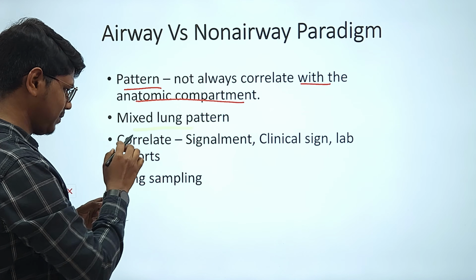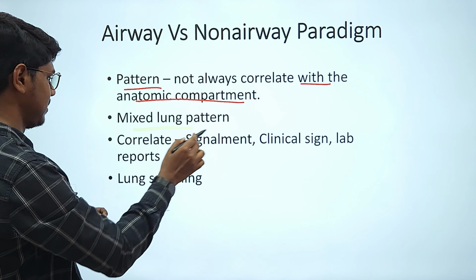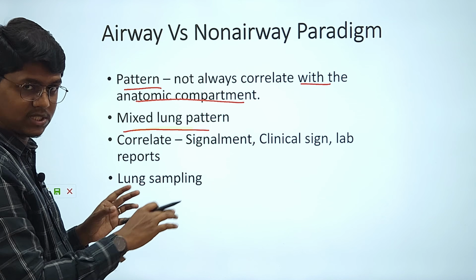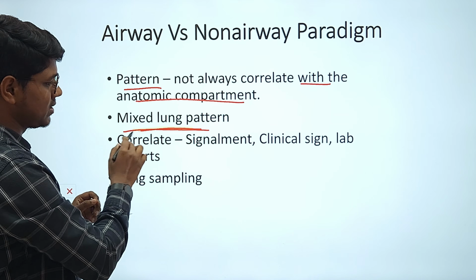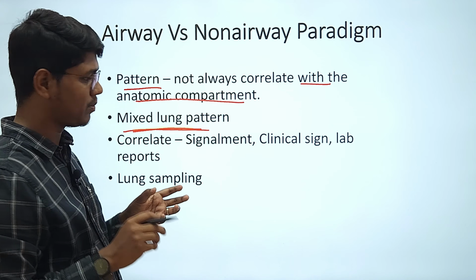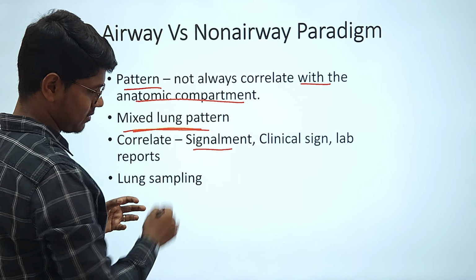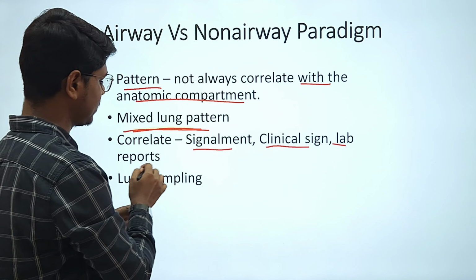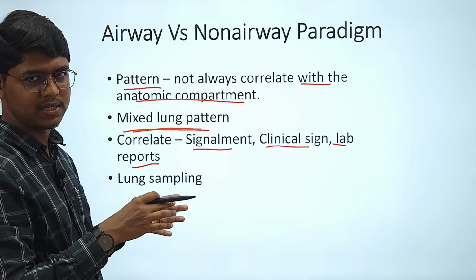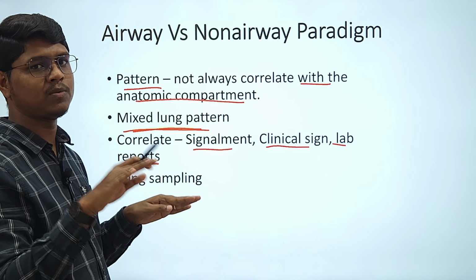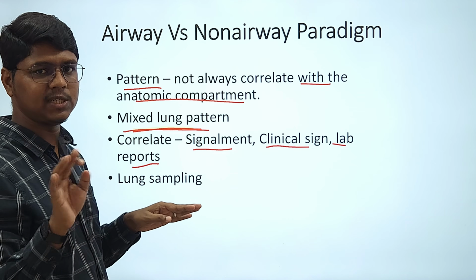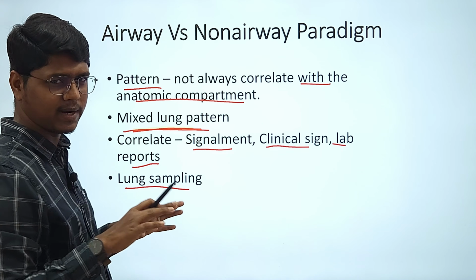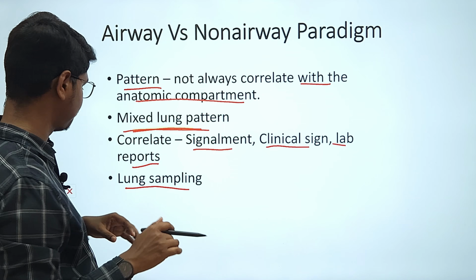Another thing I told you, you saw those lung patterns individually, but sometimes they can coexist. We'll see the radiographs. When they coexist, you have to be very careful. You have to look at how the disease started, what the clinical signs are, what the lab reports are, and the diagnostics you have done. So you have to correlate, then diagnose a disease or go for the treatment protocol. Or as a last resort, if you are not finding anything, you can go for lung sampling.